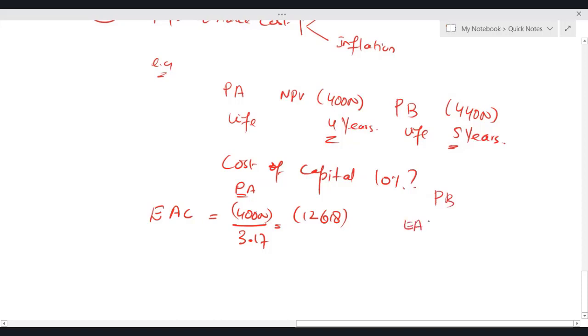If I go for plant B, equivalent annual cost: 44,000. When the life is 5 years and the cost of capital is 10%, the annuity factor is 3.79. Equivalent annual cost is 11,609. So I'll go towards plant B because it has a lower cost than plant A.